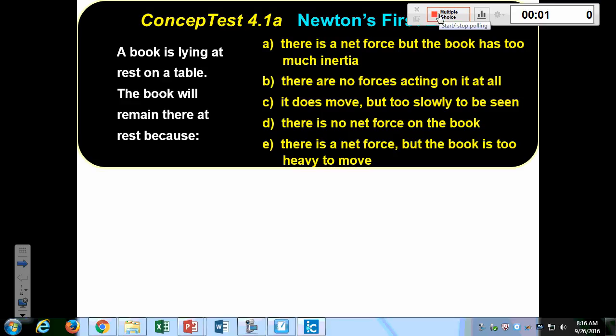Okay, this is regarding Newton's first law. A book is lying at rest on a table. The book will remain there at rest because which of these? Why does it remain at rest? Read each of the options carefully. Why does it remain at rest?